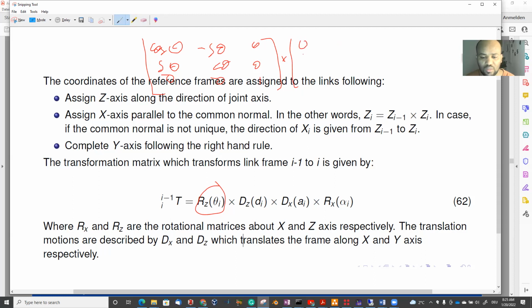It is a translation about Z axis, so it is 1, 0, 0, 0, 1, 0. We will translate 0, 0, dz, which is di here. Then you have to multiply with again the translation about x, which is ai, 0, 0, 0, 1.